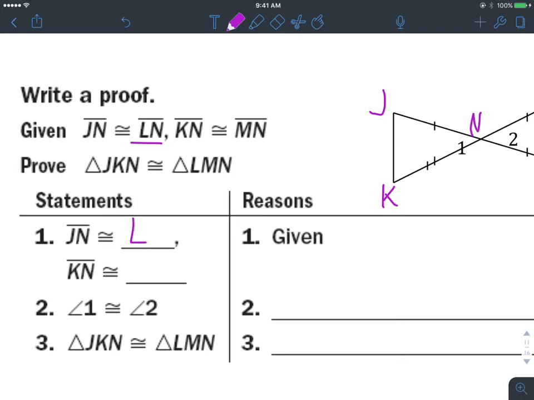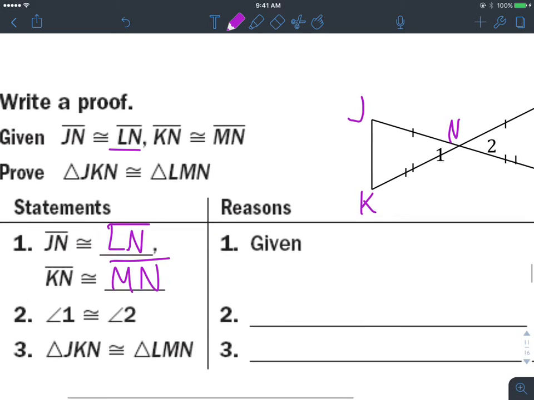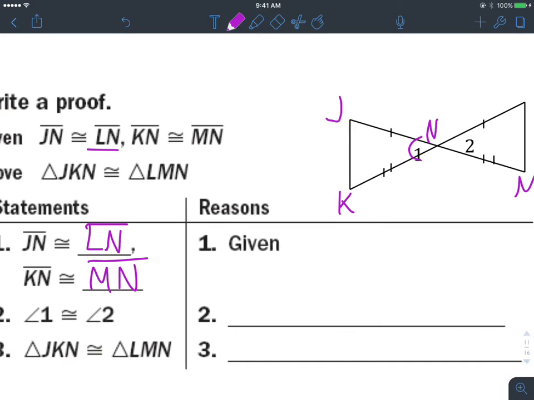So anyways, the first thing here, I guess we're going to fill out a little bit here to the left. So those segments were congruent. That was given to us. KN was also congruent to MN. That was also given to us. Angle 1 and angle 2, those are congruent to one another. Remember, that's like one of those things that you can always go mark yourself. Those are vertical angles.